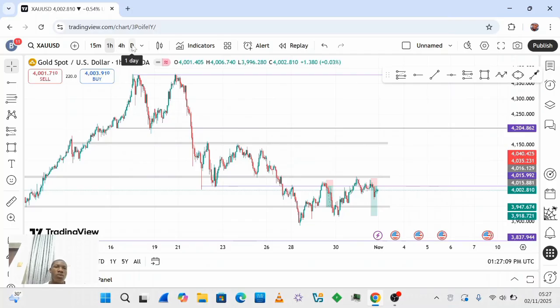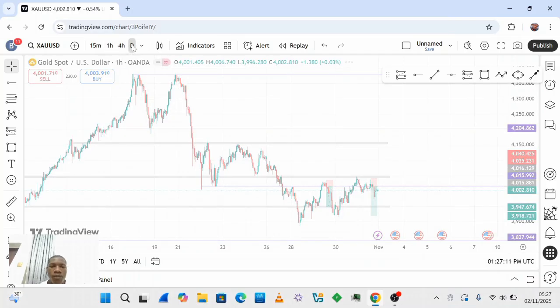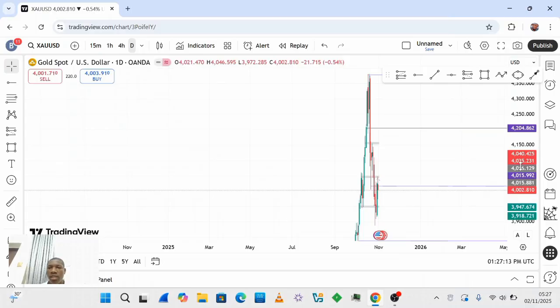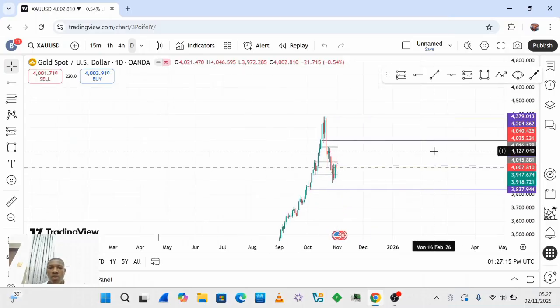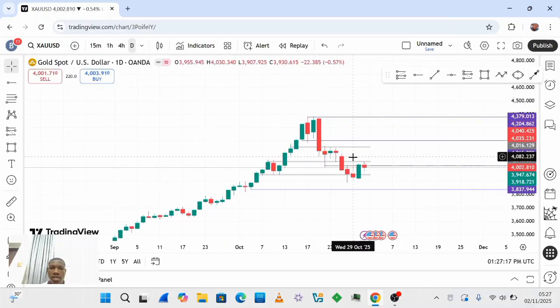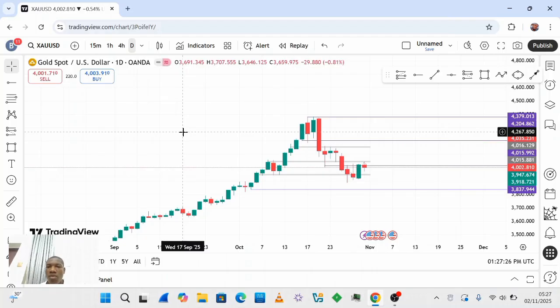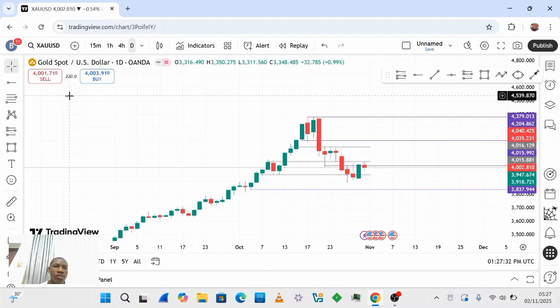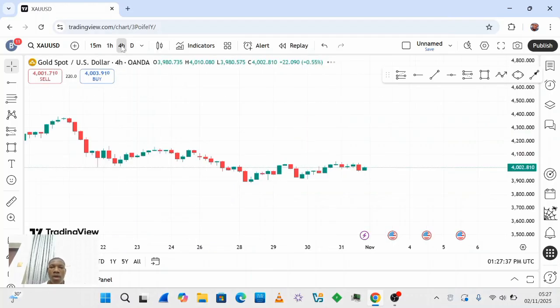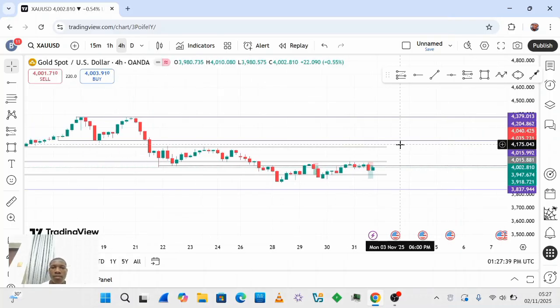I'll quickly go to the daily time frame to see exactly what the market is doing. And as you all can see, the market is on a downtrend. Gold is on a downtrend, so this week I'll be looking to sell, no buys. But if I have the opportunity to buy, I'll buy. But for now, I'll be focusing on the sell side. So I'll go to the 4 hour time frame.